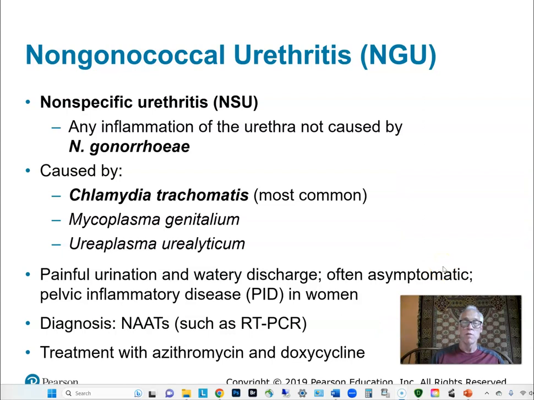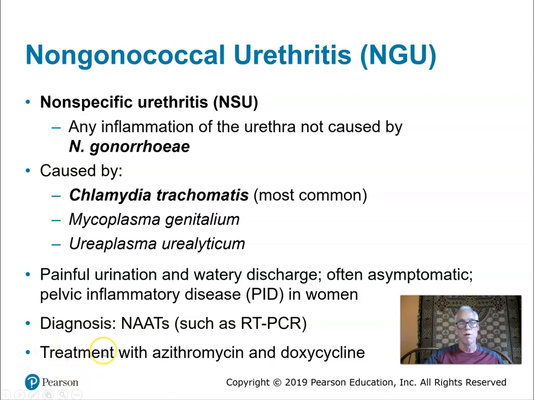It causes pelvic inflammatory disease in women, getting into the whole reproductive tract. Diagnosis is with nucleic acid amplification tests. The one we're most familiar with, that we've talked about, is RT-PCR, very specific, very fast and cost effective, but there are about five more newer types of nucleic acid amplification tests available. Just so you know, you don't need to worry about the details of those. Treatment for chlamydia is with azithromycin and doxycycline.